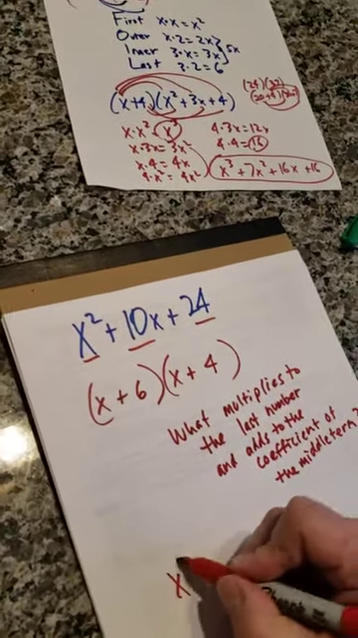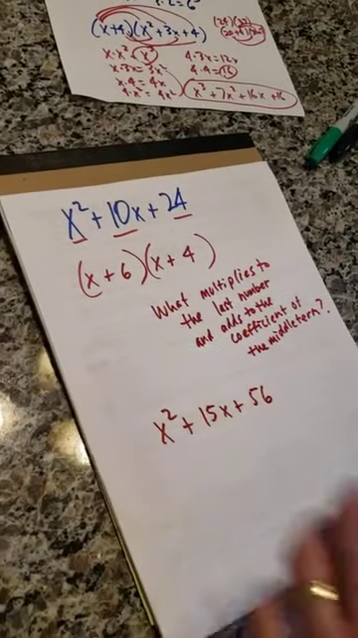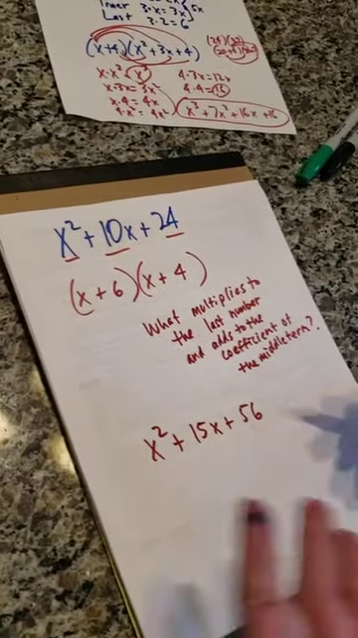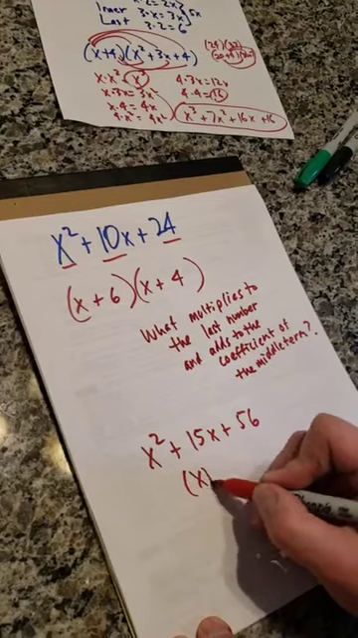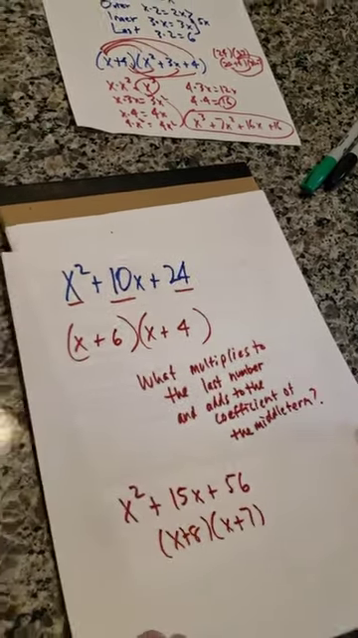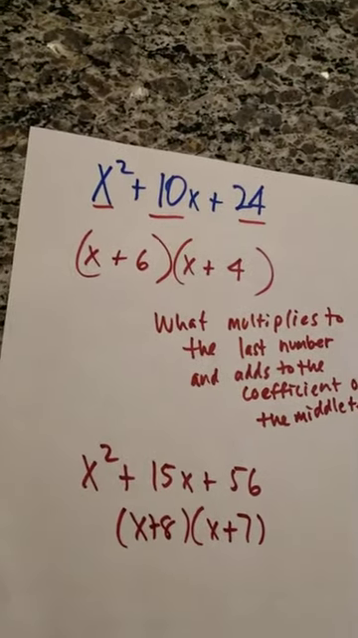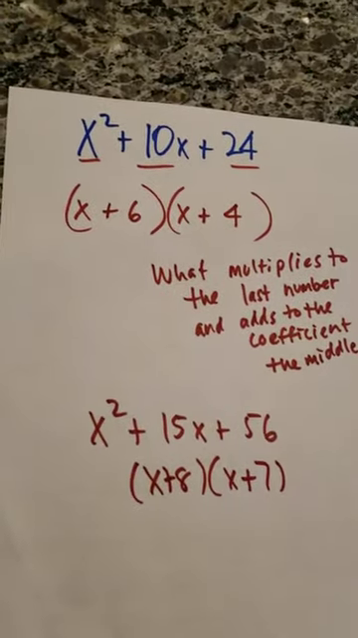So if we had another example, x squared plus 15x plus 56, what multiplies to 56 and adds to 15? Well, 8 and 7 do. So we get x plus 8 times x plus 7. It's going to be the same in all these situations. Now, the one thing that's going to change is that we may have a different sign.